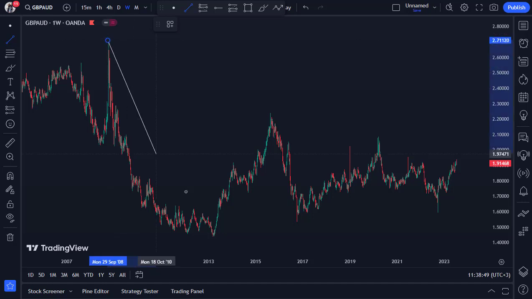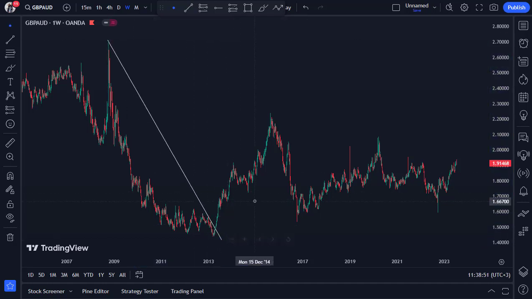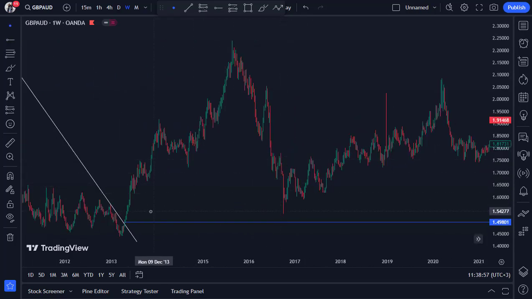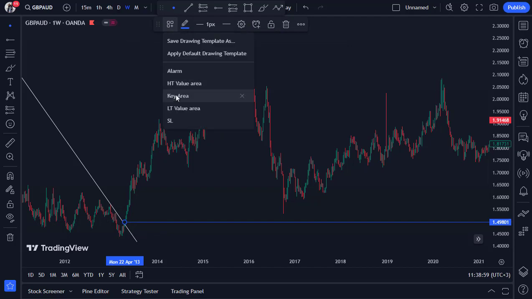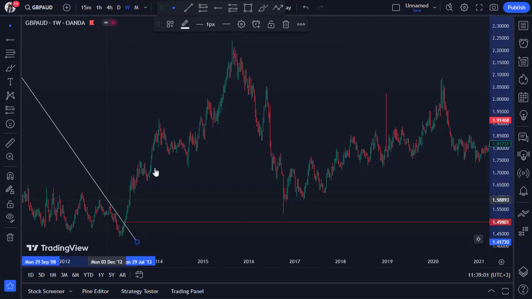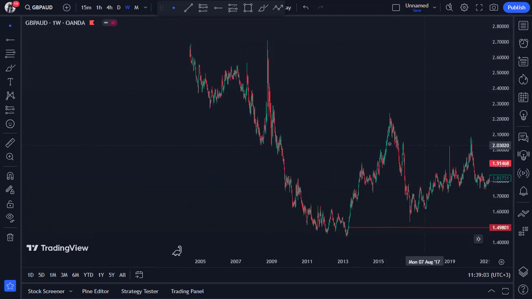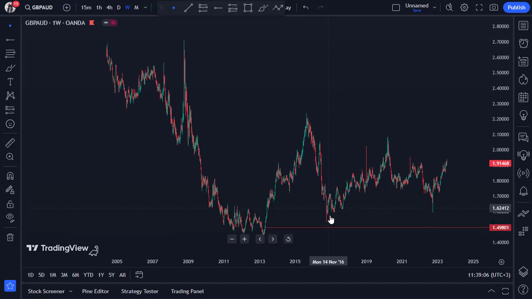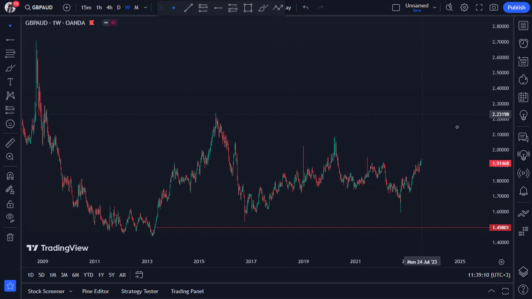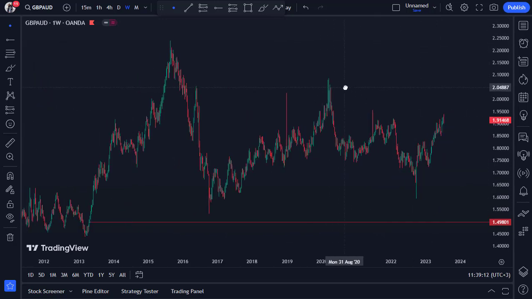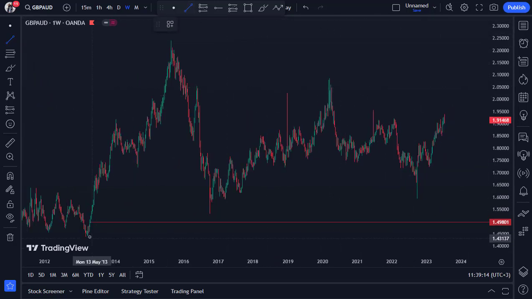So first and foremost, we had this push to the downside right here. Okay, then after that impulsive phase, we had this. Okay, I think it's accurate enough. We have a higher time frame value area which has not been triggered yet. Okay, so you can see the price tried to push once, twice, but it didn't come to this area.